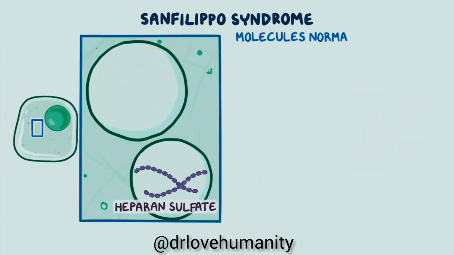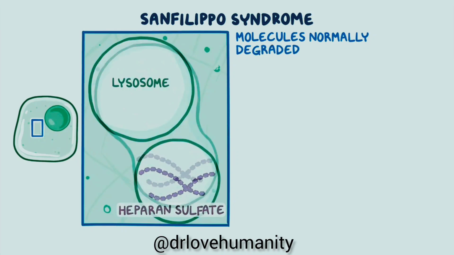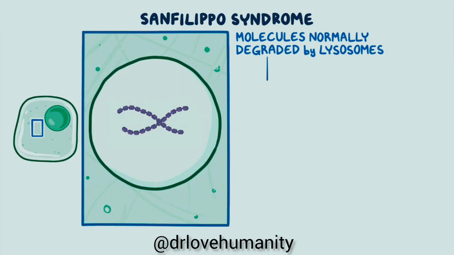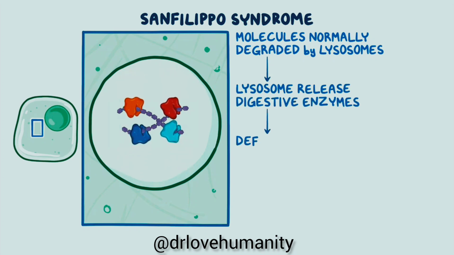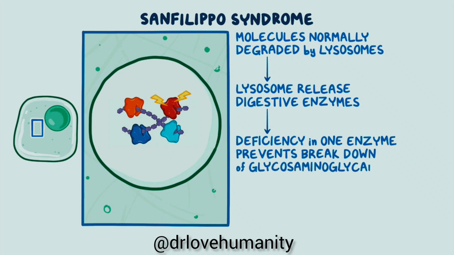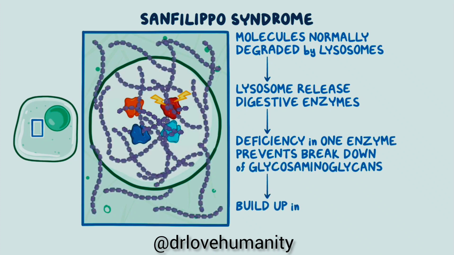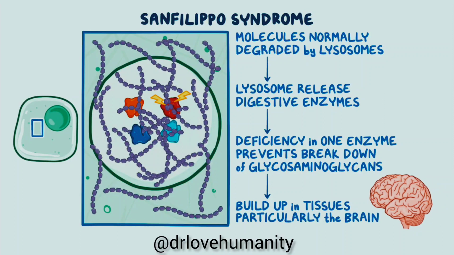These molecules are normally degraded inside the cell, where they're engulfed by lysosomes. Lysosomes then release a series of digestive enzymes. Deficiency of one of these enzymes can prevent the breakdown of glycosaminoglycans, causing them to build up in various tissues, particularly the brain.